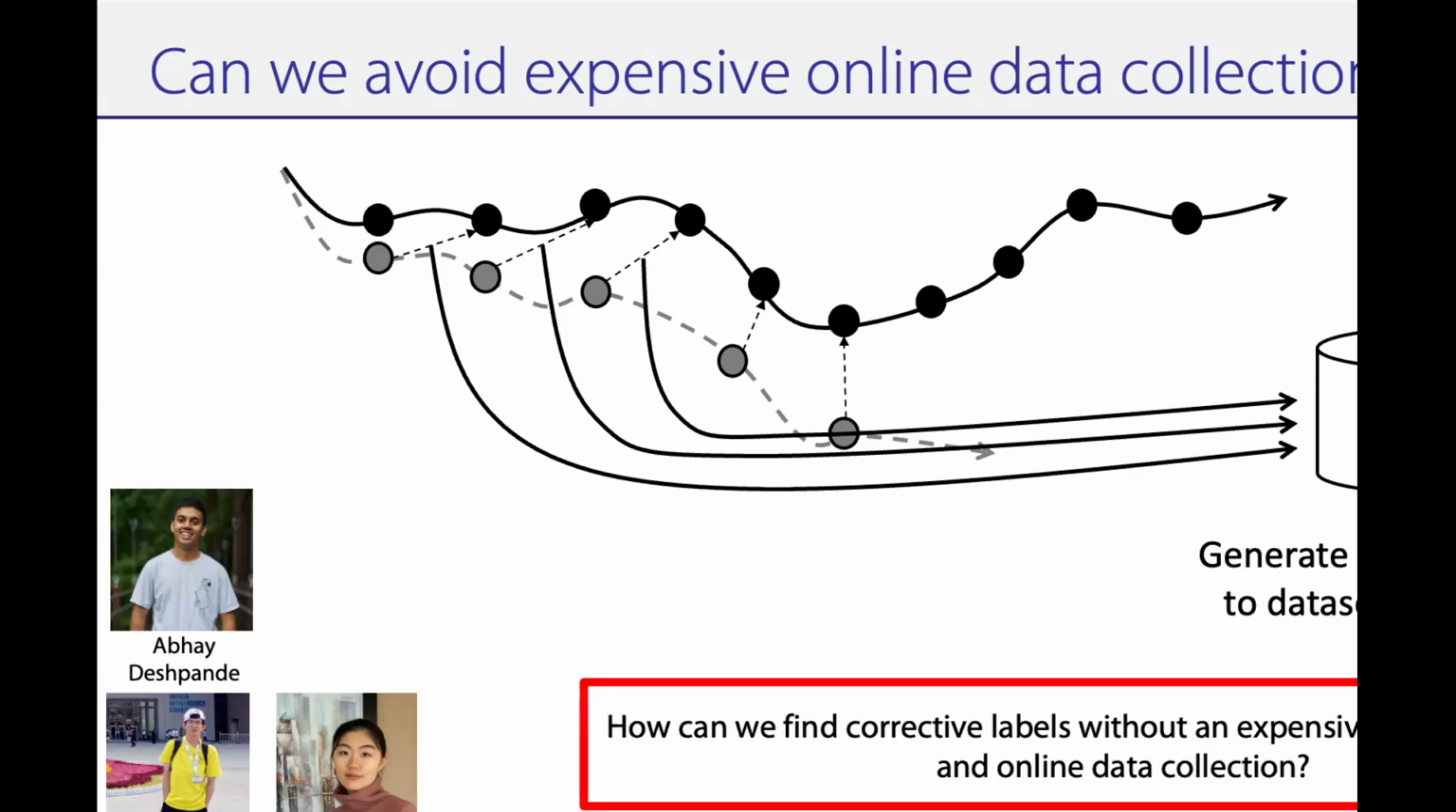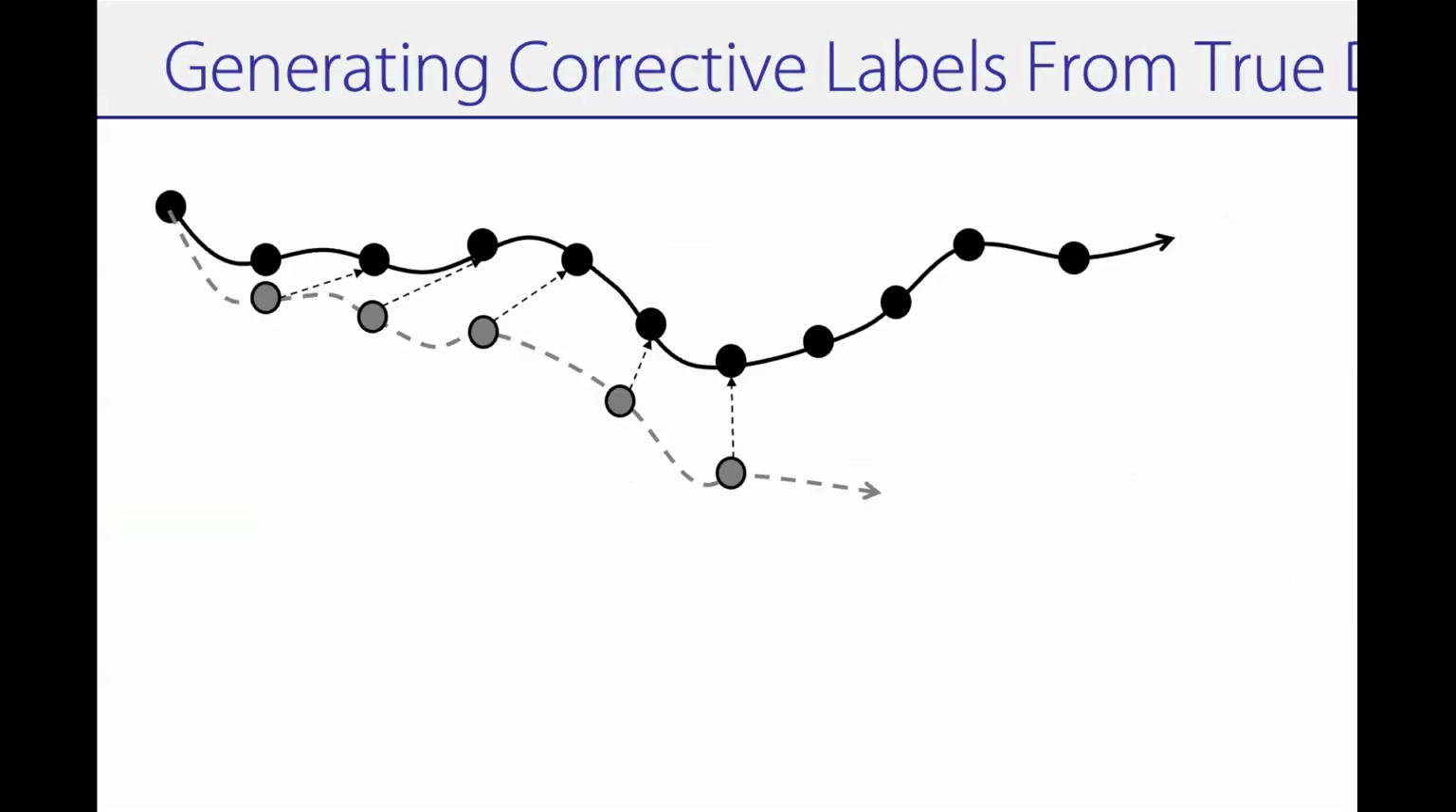Okay, so the question that we try to ask is how do we find corrective labels, things that help you deal with the compounding error problem without human in the loop and without online data collection, right? So it's a purely offline method. There's no human in the loop and there's no extra online data collection. So how do we correct for errors? Right? Okay, so the key idea is to generate corrective data, right? So you want to generate corrective labels that bring you back to optimal.